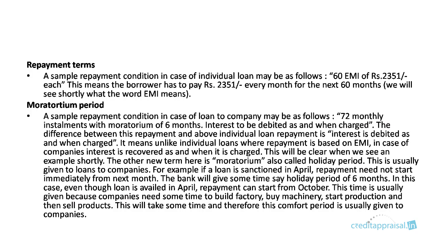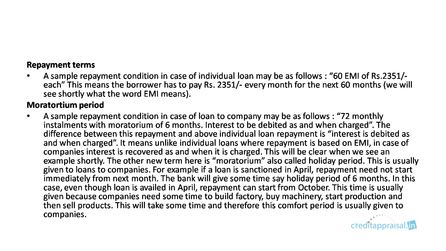Now repayment terms are usually stipulated in banks like this. Say a sample repayment could be 60 EMI of 2,351. EMI means equated monthly installment, which we'll discuss shortly. So every month the borrower has to pay 2,351 for the next 60 months. That is how repayment terms are stipulated in banks.